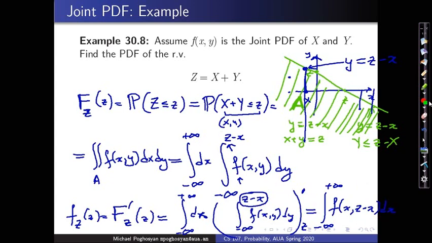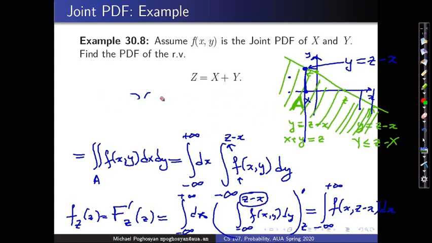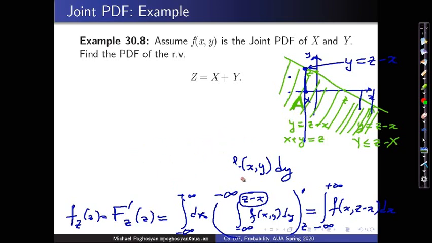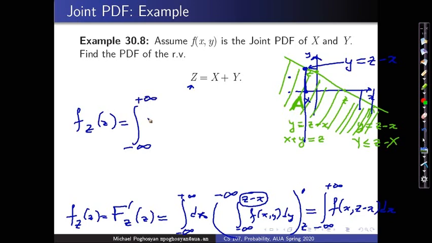I want to write that here. I'm erasing this unnecessary part. So we have obtained the following result. The PDF of z at the point z is the integral from minus infinity to plus infinity of the joint PDF at the point x and z minus x, dx. And we will use this formula later.